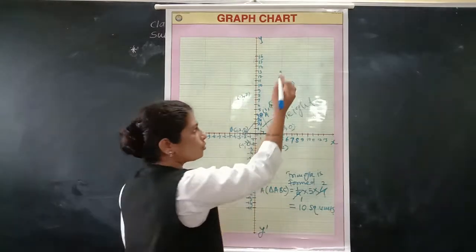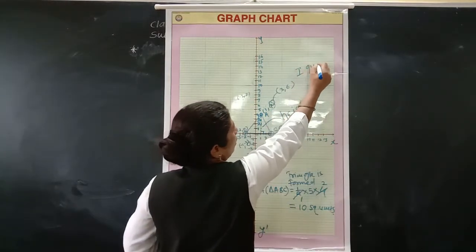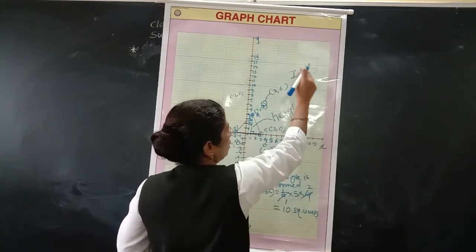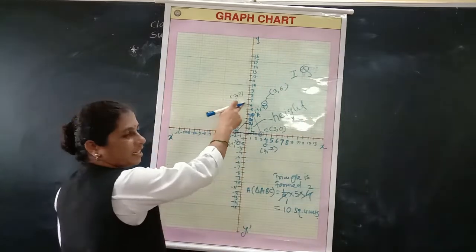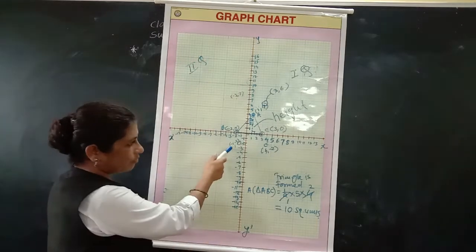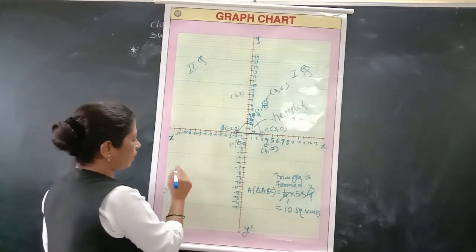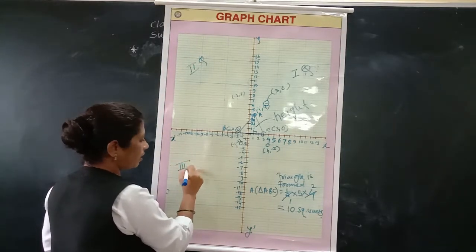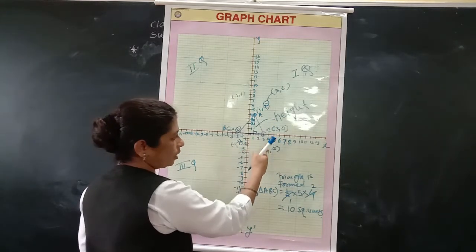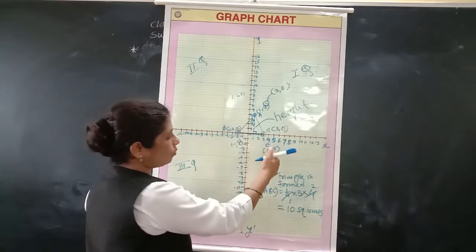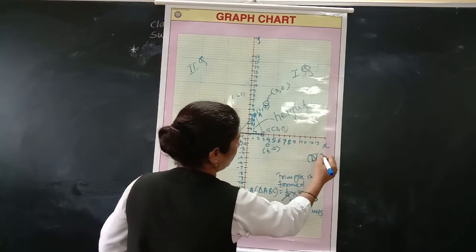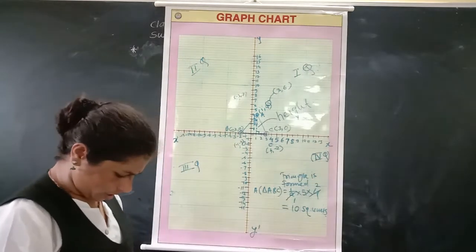Both points are positive, so it will lie in the first quadrant. Understood? Then -3, 7: which quadrant will it lie in? Second quadrant, right? Then -1, -2: both are negative, so it will lie in the third quadrant. Okay, and the next point is 4, -2. 4 is positive and -2 is negative. So positive, negative: in which quadrant? That is the fourth quadrant. Understood everyone? Now next question.